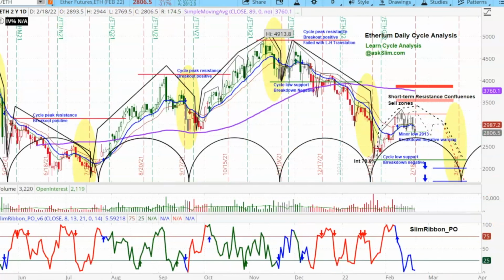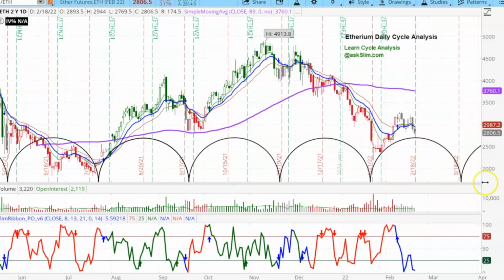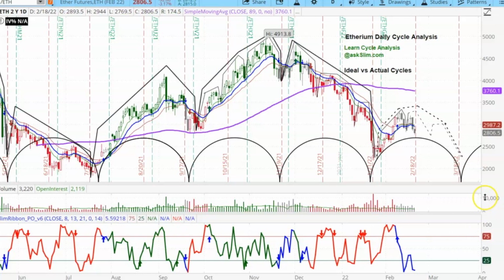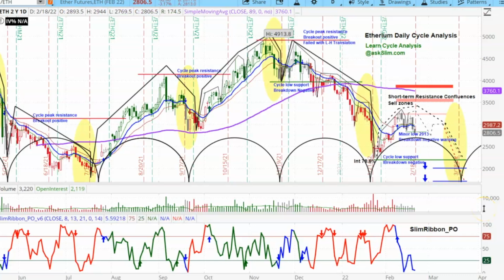So that is how I constructed Ethereum, going from nothing in there with just the chart, to looking at the cycle analysis at a very basic level, to putting in the actual cycle lines, to the final analysis, which gives us this sense that it is moving to the downside.